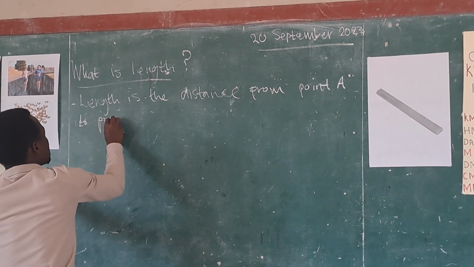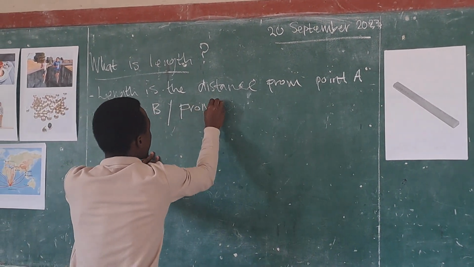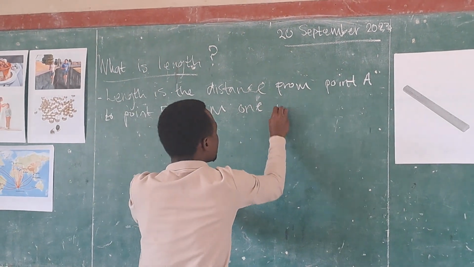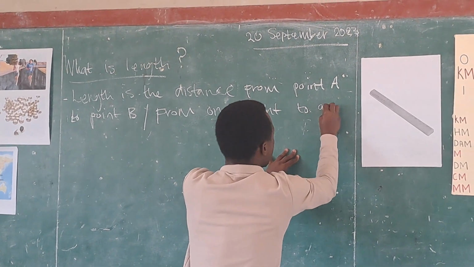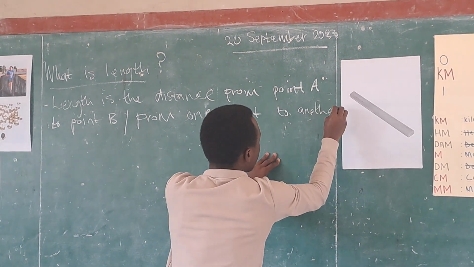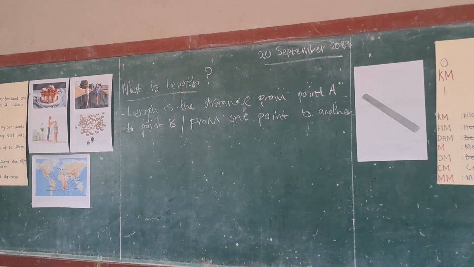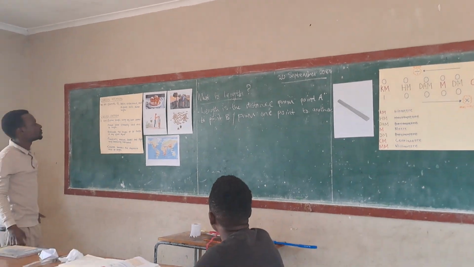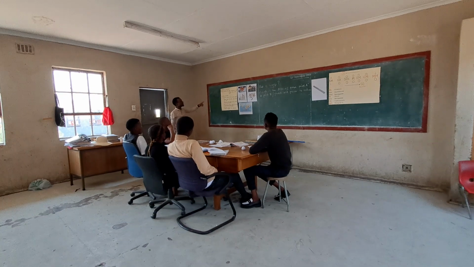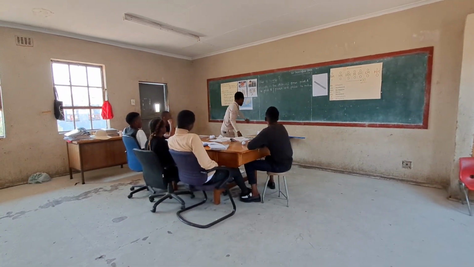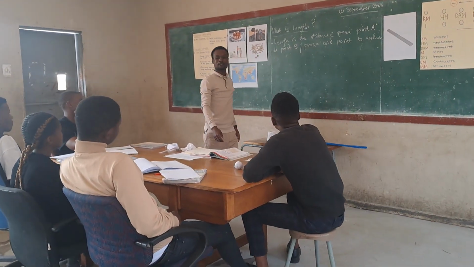Or from one point to another, in simple terms. Can you all read this definition? Length is the distance from point A to point B, or from one point to another. Or it can be a distance from one point.